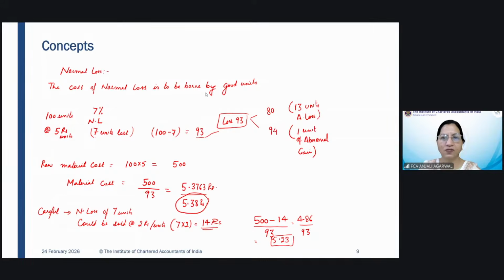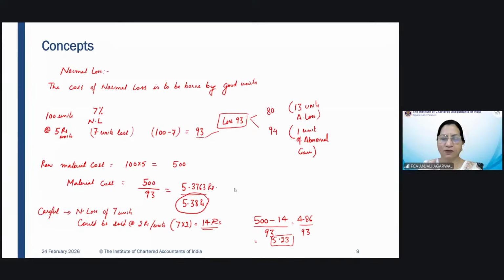The cost of normal loss is to be borne by the good units. So this is the most important rule here. The total cost less any scrap realized from the sale of normal loss, divided by total units minus normal loss units. This becomes the base rate or the base price for our units, which gets transferred to the next process, and also for the cost of abnormal loss or abnormal gain. This abnormal loss or gain is calculated at the standard rate of normal loss after deducting the normal loss.